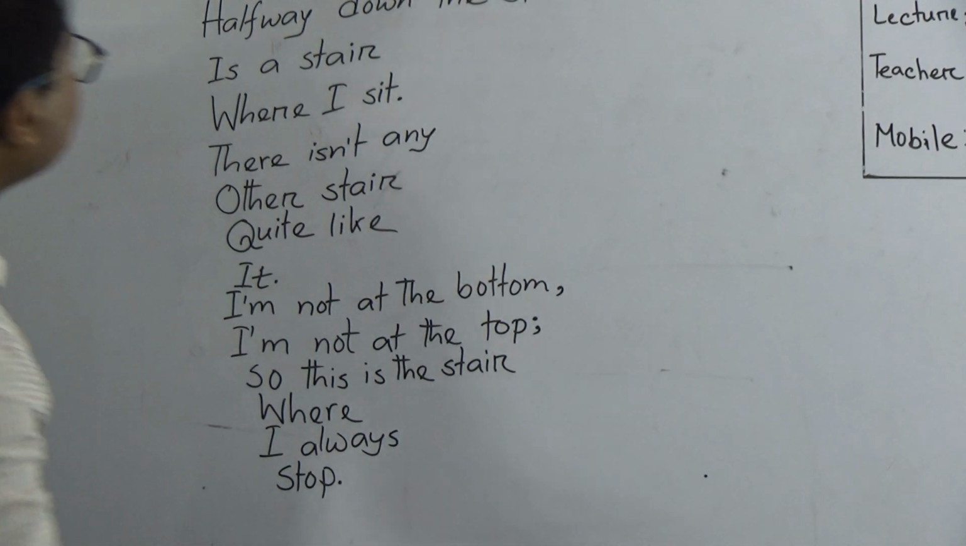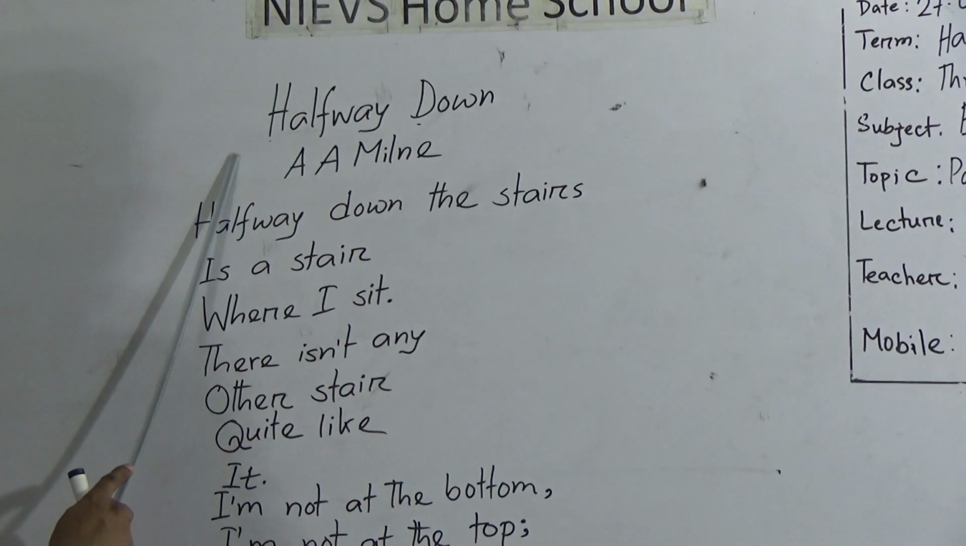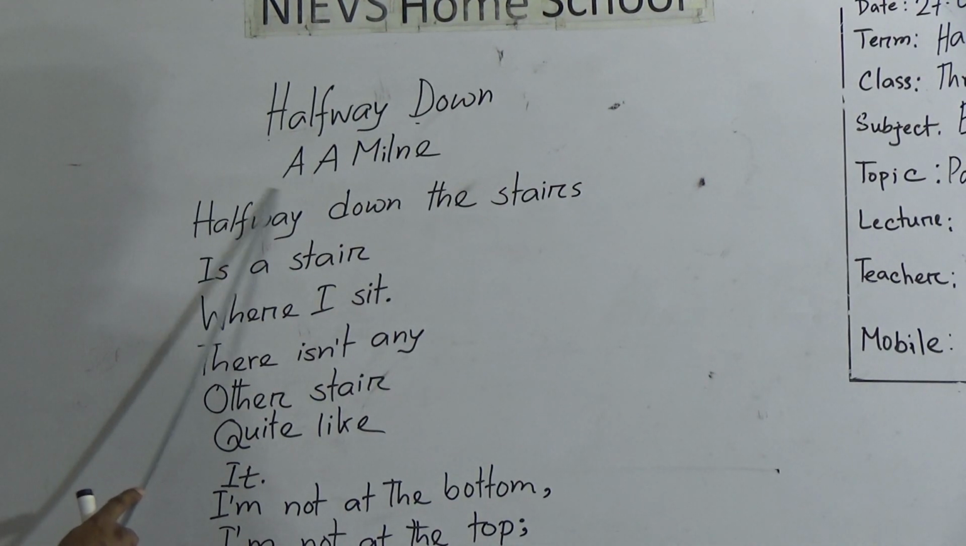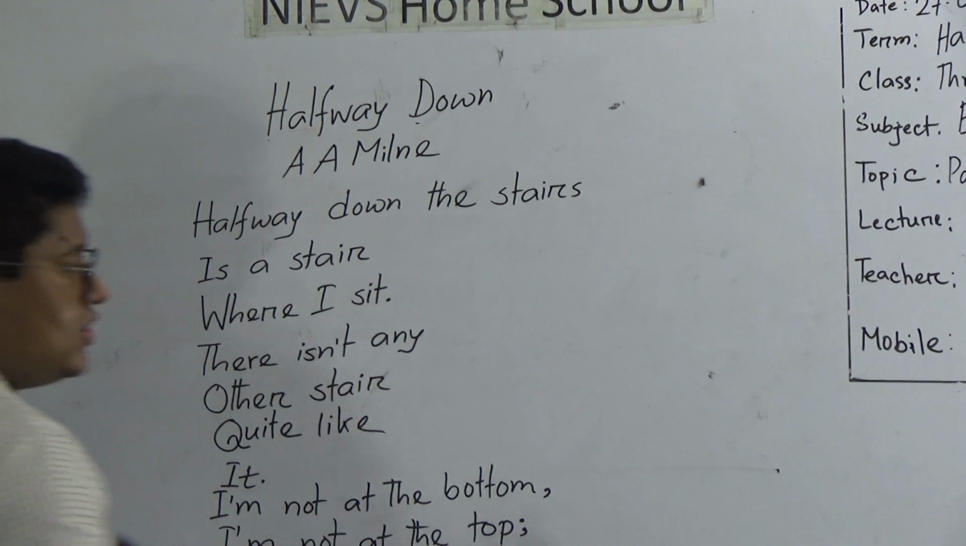Let's read again. Halfway Down. First write the title, then write the writer's name, the poet's name, A. A. Milne. Halfway down the stairs. Can you see, please, the first letter of a sentence, all letters will be capital. Halfway down the stairs is a stair where I sit. There isn't any other stair quite like it. I'm not at the bottom, I'm not at the top, so this is the stair where I always stop. So this is our today's lesson, my dear students.